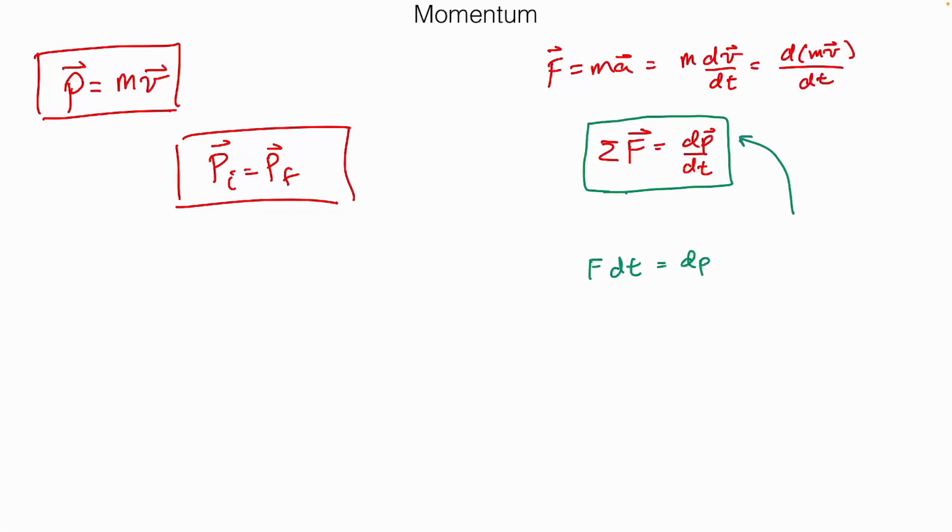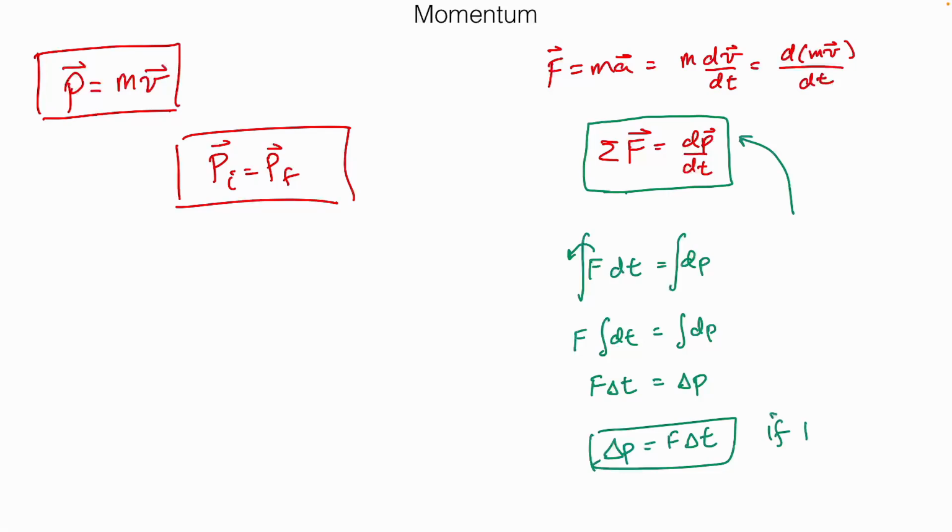And then if I want these little d's to become deltas, I can add them all up with my integrals, right? And if I assume that the force is constant, that the force isn't changing, then that means I can move it outside of my integral here. And so I'll get F integral dt equals integral dp. And then what happens to these integrals is they become deltas. I'm just going to rearrange, put the change in momentum on the front side and force times delta t on the other side. And this is true if our force is constant.